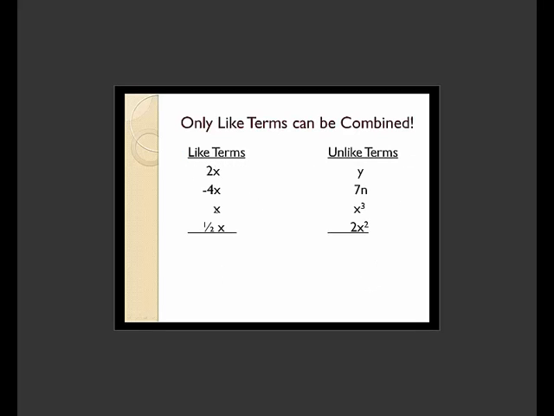Now, like terms can be combined. Think of them as Legos that are alike, and we can click those guys together. So if I take 2x, negative 4x, 1x, and 1/2 x, I get negative 1/2 x. But over here, when I add y, 7n, x to the third, and 2x squared, they're unlike terms. I can add them, as you see, with the plus signs, but I cannot connect them or combine them. So often you'll hear people say, you can only combine like terms. And you combine them by adding the coefficients. And the coefficient is the number in front of that letter.